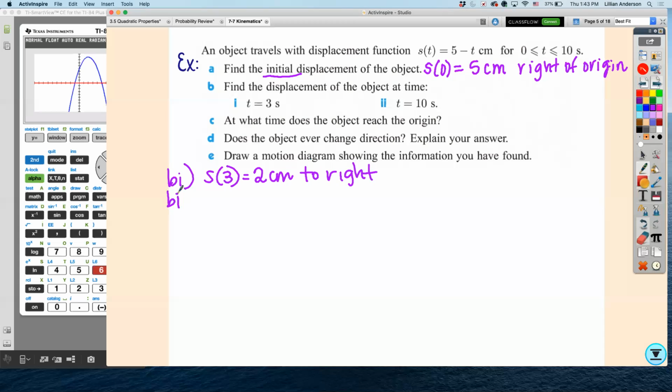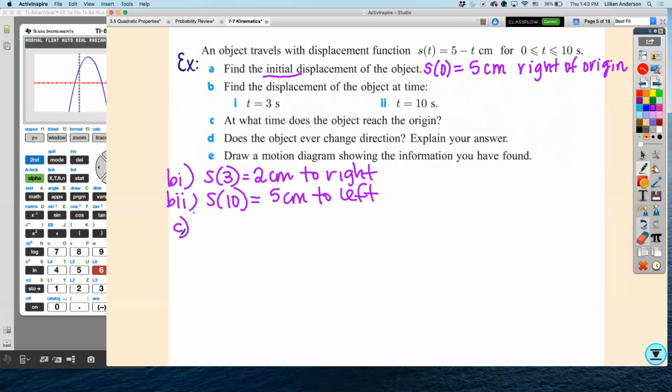And at 10 seconds, it's going to be 5 to the left, because when you plug in 10, it's -5, right? So then it's going to be 5 centimeters to the left. We don't put -5 centimeters to the left. The negative indicates that that's where we are, position-wise.